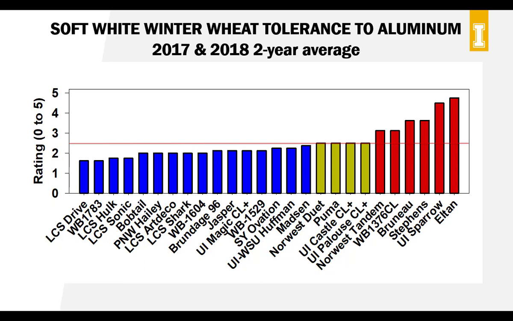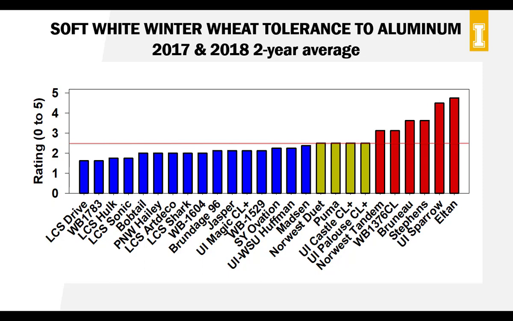But we rate everything on a 0 to 5 scale, 0 being about the happiest, healthiest looking plant that you could find in the field, and 5 being a dead plant. So kind of our poster child for aluminum sensitivity is Eltan. That's one of the most sensitive varieties that I've looked at as far as winter wheat's concerned. But you can see, as I've indicated in the blue here, these varieties I would consider to be fairly tolerant.